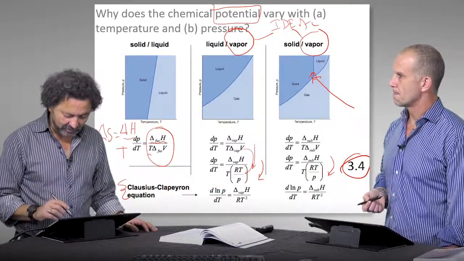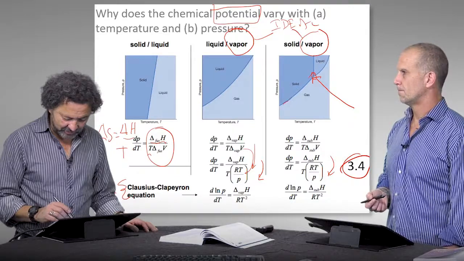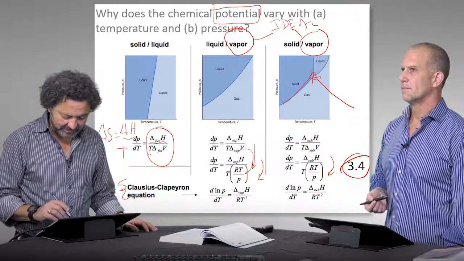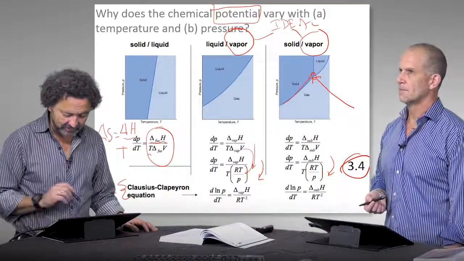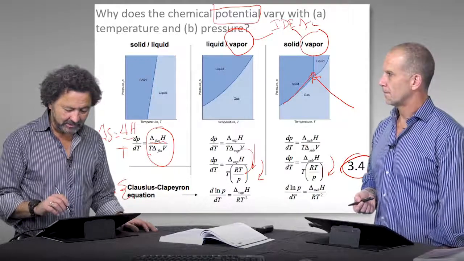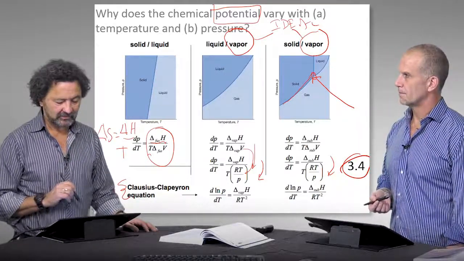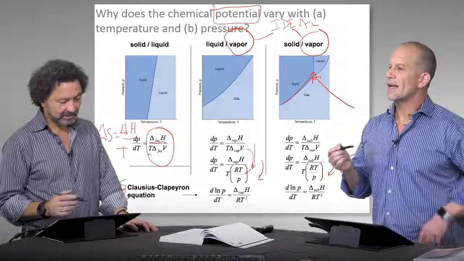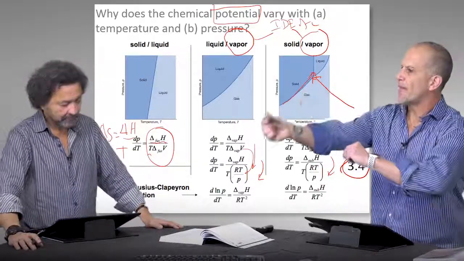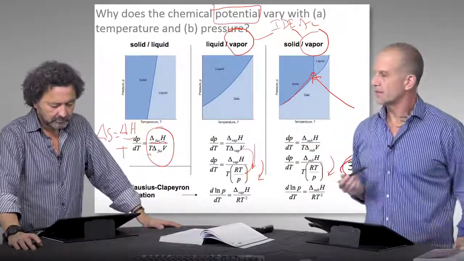So, again, we have to remember that for points on this line, the chemical potential is the same. At the triple point, the chemical potentials of the three phases are equal. Yeah, and it leads into Gibbs phase rule, and things like this going forward.